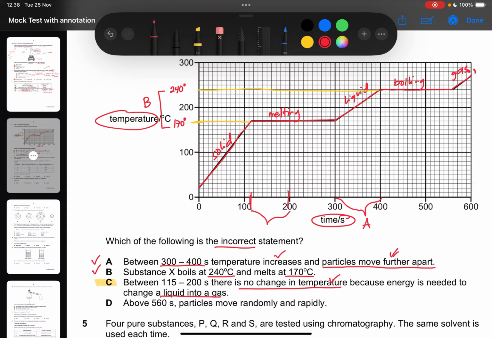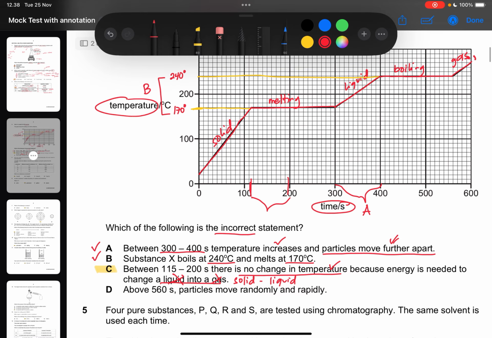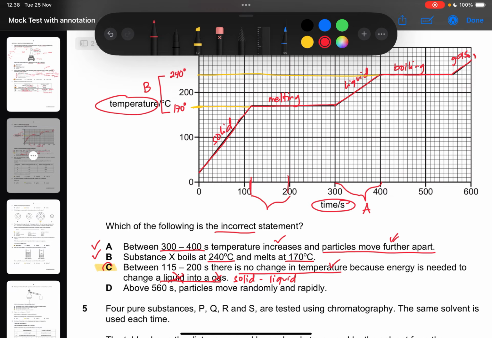But the reason why the temperature is constant is because the energy is needed to change, not liquid to gas, but solid to liquid, because that is melting. So again, the energy is used to change solid to liquid because it's melting, not liquid to gas. Okay, so letter C is our incorrect statement.